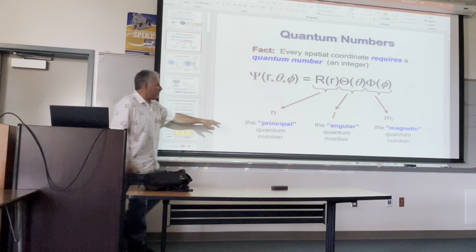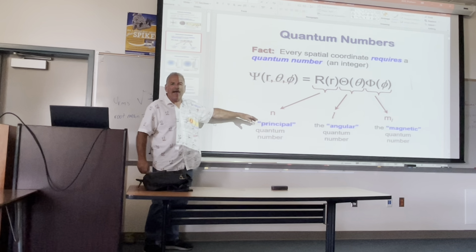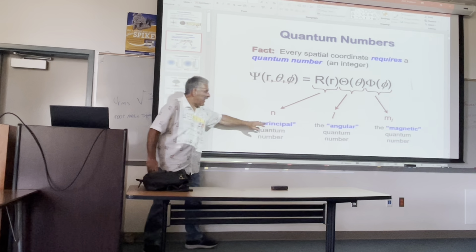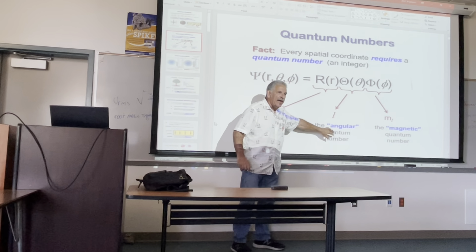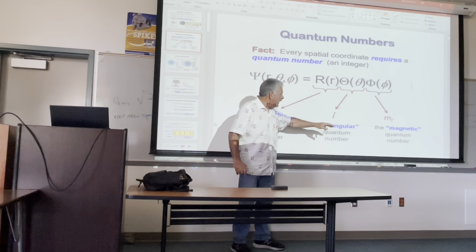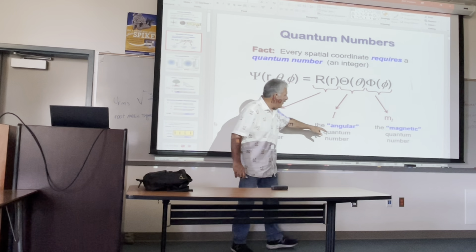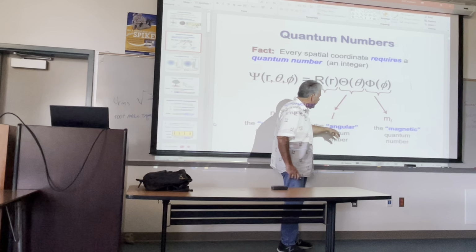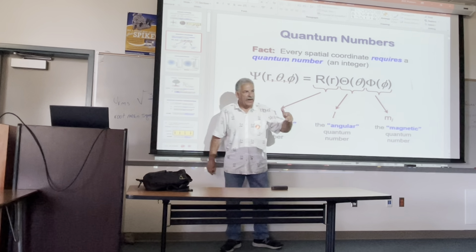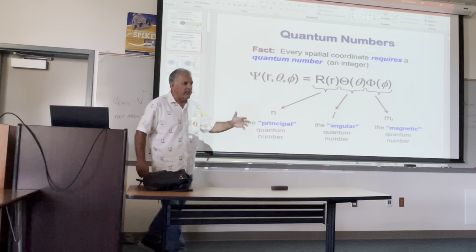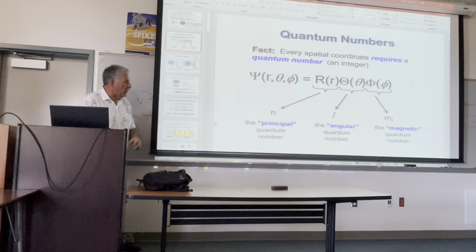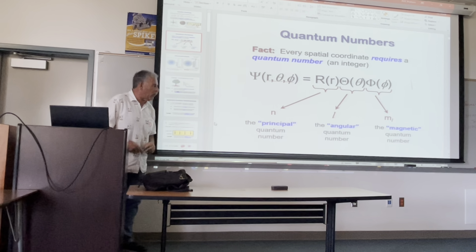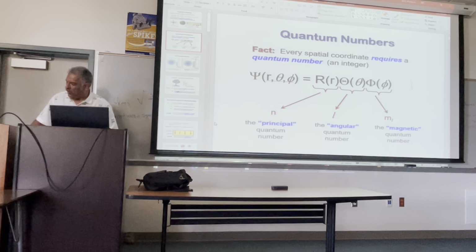N is the largest number you can have. So if we had 3, L is n minus 1, so you could have 2, 1, and 0, right? And then magnetic is based on minus or positive L, so 3, 2, 1, 0, 1, 2, 3. Would that be for 4? N equals 4. But okay, so those are our numbers.